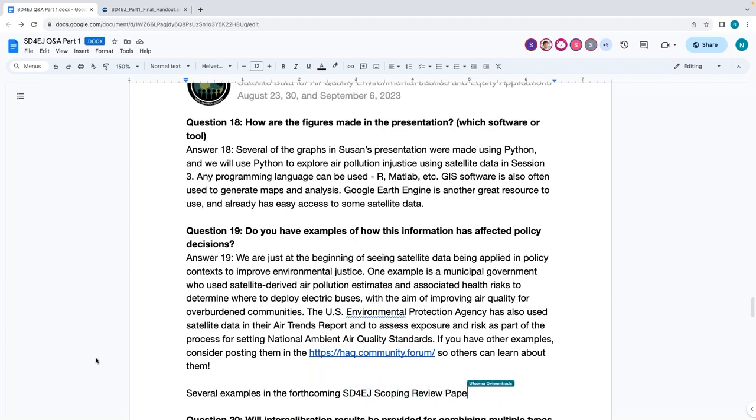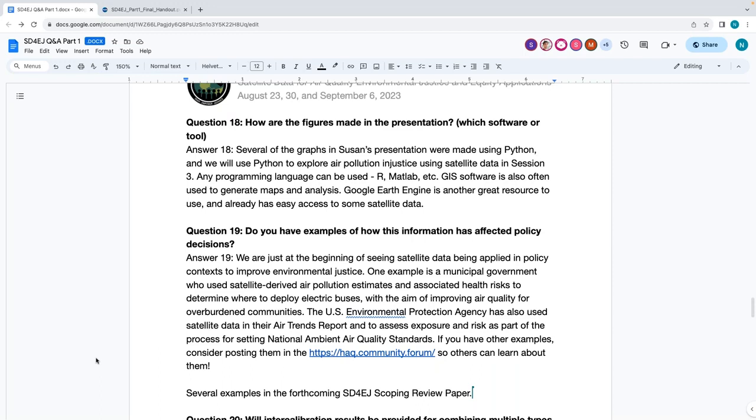And another example is the U.S. Environmental Protection Agency, who's already using satellite data in their air trends report, just to show how nitrogen dioxide has changed over time as a result of our regulations here in the United States, and also to assess exposure and risk as part of the National Ambient Air Quality Standard setting process.